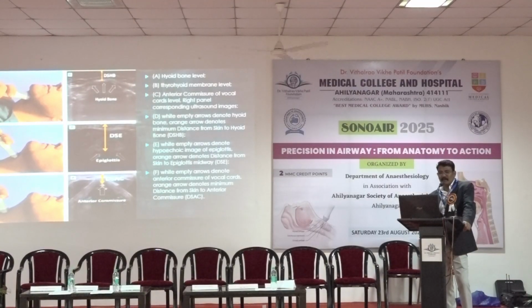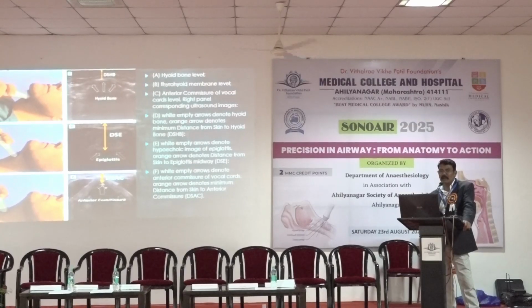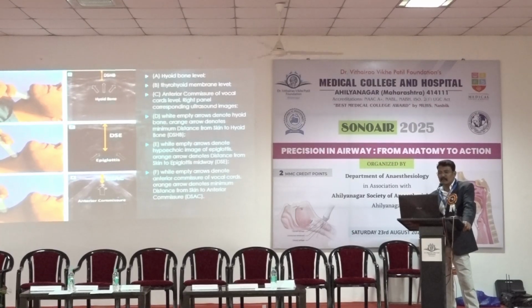Picture A shows the placement of the probe horizontally, that is, in a transverse position below the mandible and sliding slightly towards the hyoid bone. That figure A will show the hyoid bone here. If you identify this line marked with a yellow arrow, the distance from the skin to the hyoid bone will be measured, and this will be helpful in identifying the difficult airway. I'll tell you in further slides.